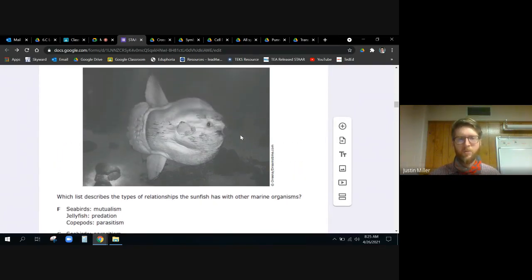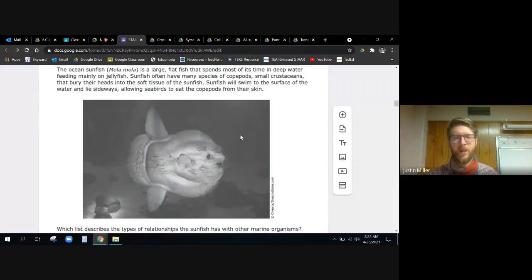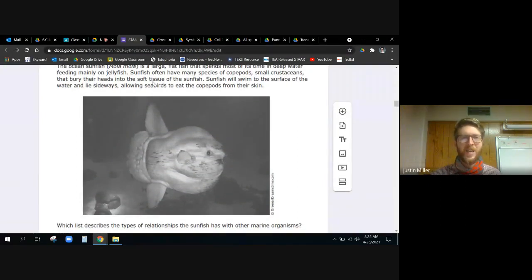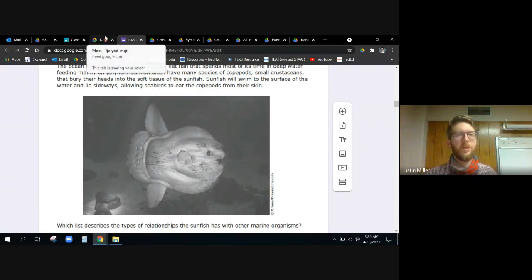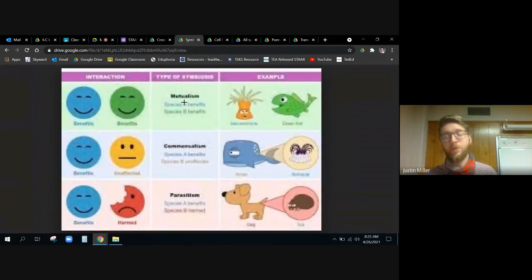All right, how do you think the copepods interact with the sunfish? What type of relationship do you think that they have? Remember, the copepods are like ticks. They bite onto the sunfish and they feed off of the sunfish. What do you call that? Predation would actually be when one thing eats another. In this case, they are feeding off the sunfish, but they're not eating the sunfish, like it's not a predator-prey relationship. It's like a tick on you. The tick is technically eating off of you, but it's not like eating your whole body, right?